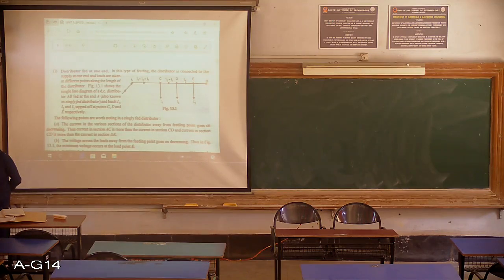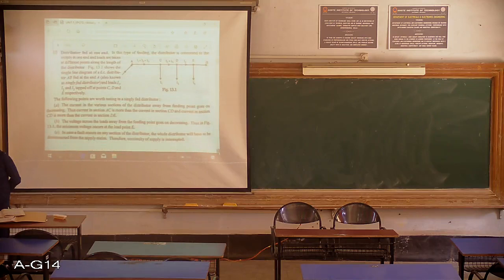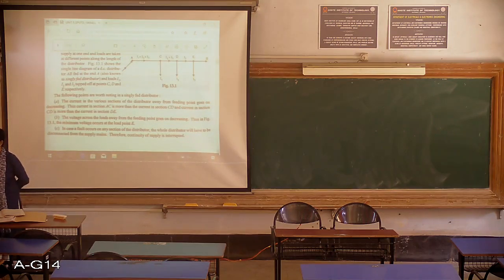Now, what observations do we make here? The current in various sections of the distributor goes on decreasing away from the feeding point. That means at point A, I will have the maximum current. As I go farther from this, we will observe that the currents are in a decreasing pattern. The current in section AC is more than the current in section CD, and CD is more than DE, and so on. So that is one cross verification while you are getting the answers for your problems.